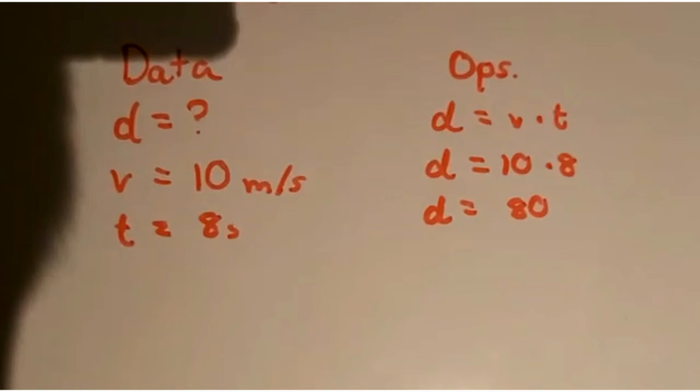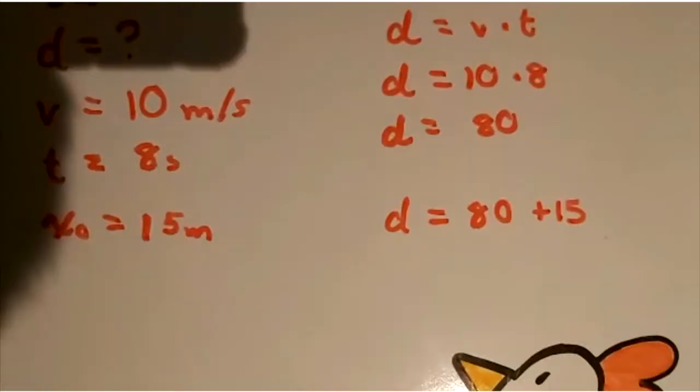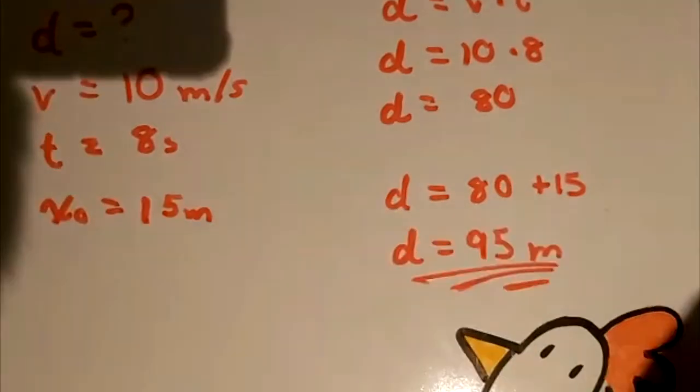So knowing that formula, what we'll need to do now is to rewrite the formula, but with the variables changed for the data we already know. So we write down d equals 10 times 8. And then we solve 10 times 8, which is equal to 80. But then we also have to take into account that the initial position is equal to 15 meters. So what we do next is to add those initial 15 meters to our current 80 meters, which gives us a total of 95 meters, and that is our final position.